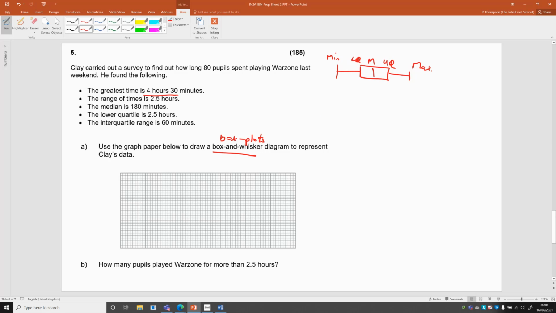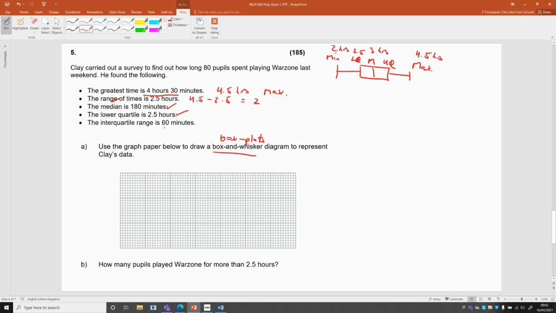Now, the greatest time is 4 hours, 30 minutes. So that's 4.5 hours in there. This is the max, okay? Now, the range of the times is 2.5 hours. So if the maximum is 4.5 hours, remember the range is the gap between the biggest and the smallest. So if you do 4.5, take away 2.5, that's 2. The minimum is 2 hours. The median is 180 minutes. Well, that's 3 hours on this scale. The lower quartile is 2.5 hours.